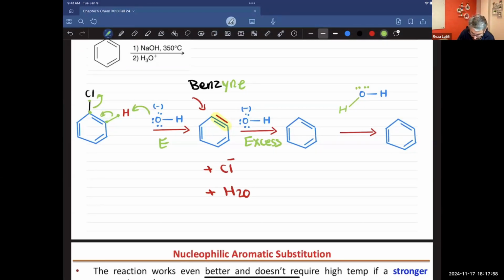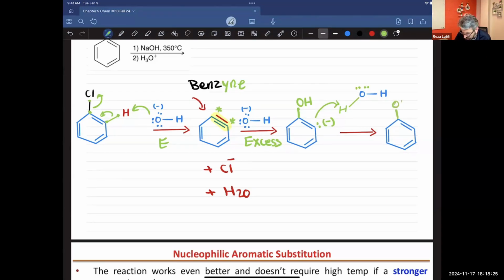Now, I can add it to any of these carbons. And does it matter which carbon? No, they are identical, so I can add it wherever I want. And let's say we added the OH here. OH is coming with a negative charge. So when you add OH, now you will have a negative charge there. That means that carbon will have a negative charge. That carbon now is going to go after an acidic H, and it will take an acidic H from somewhere.